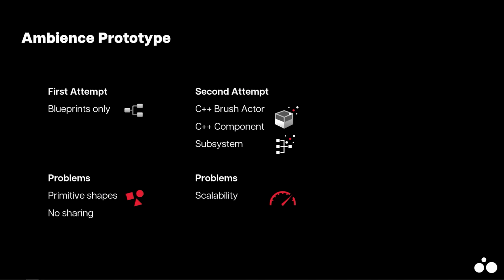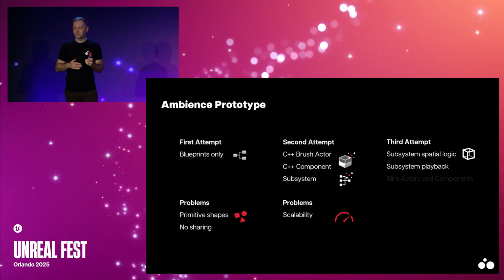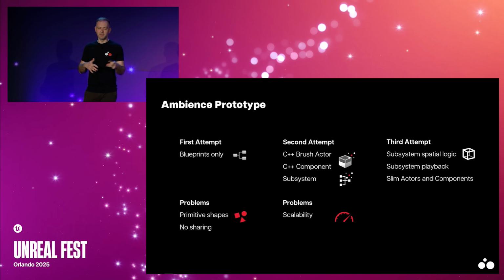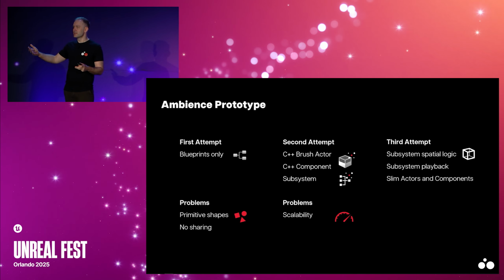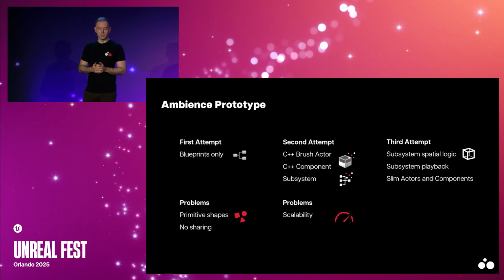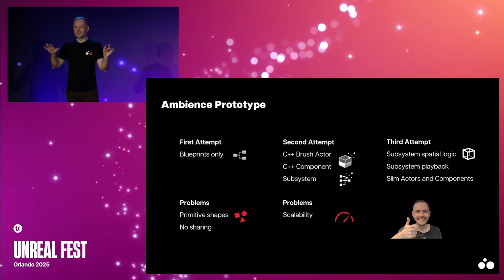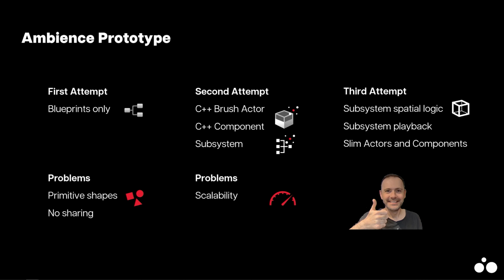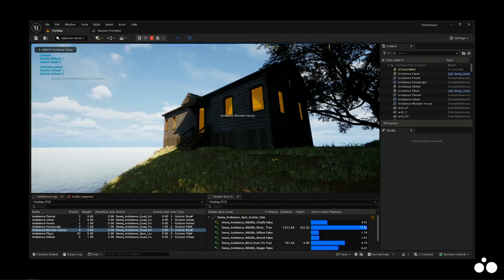Also because each volume did its own spatial calculations, which was not great for performance at all. So for the third iteration, we moved spatial logic and playback logic into the subsystem, which meant increased performance for large volume counts and the ability to share instances of sound between the volumes. And the actors and components themselves were slimmed down to basically only be data carriers and spatial markers for what was going on in the world. And there were no problems with this. No, just kidding, there were problems, but basically the setup for the system was a really good fit for our goals, so we kind of left it there.